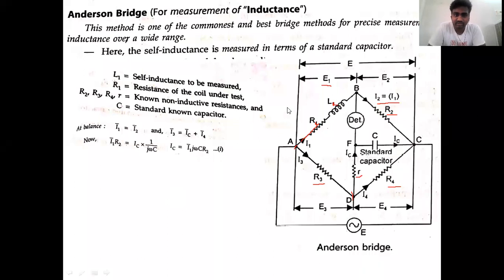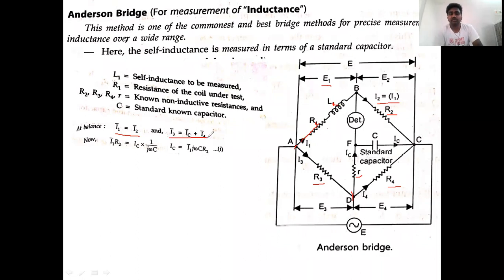at a balanced condition, I1 is the current flowing in the first path. I1 is the current flowing from A to B and B to C, that is, I1 is equal to I2. Both are the same. If we go to the third path, I3 is the current flowing from A to D and D to C, and the same amount of current is flowing in the capacitance arm also. That's why I3 is equal to IC plus I4.